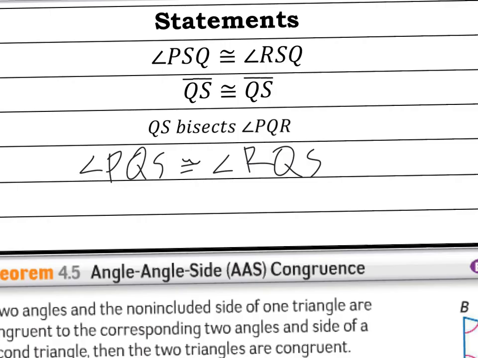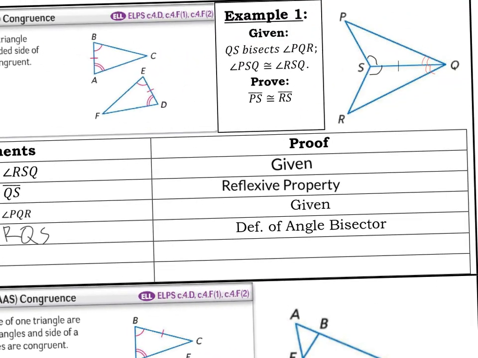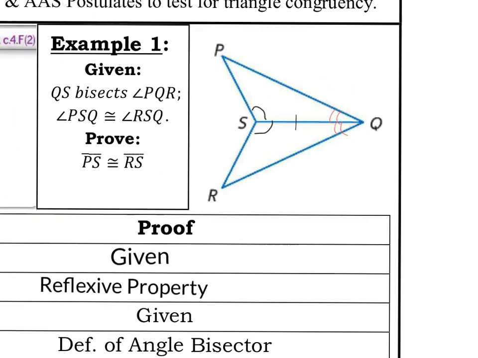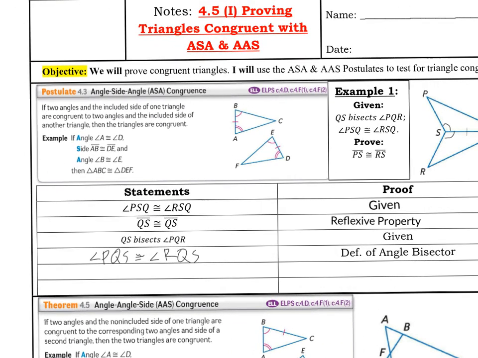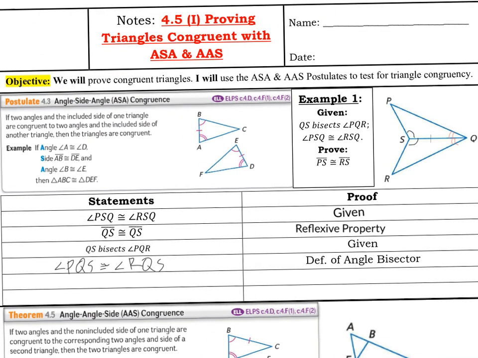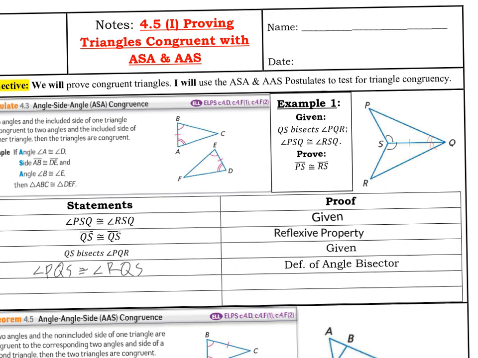Okay, so now that I have that down, we're essentially done, right? We've just got to wrap up this proof because we've proven that this angle, this side, and this angle are congruent to one another. So we have enough information, I should say, to prove that these two triangles are congruent. So I'll call this triangle PQS, and I'll call this triangle RQS, and we'll say those are congruent because of the angle side angle congruency postulate.